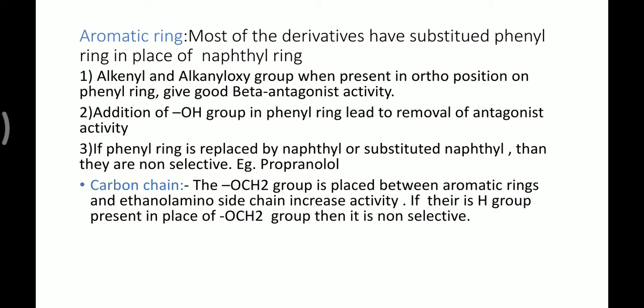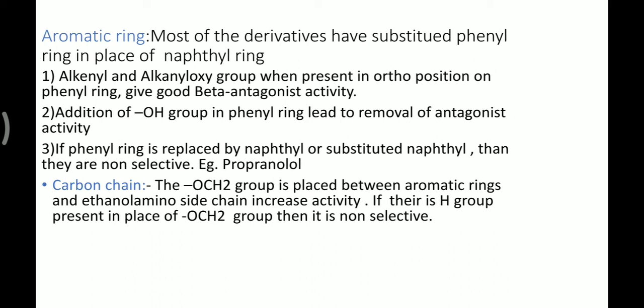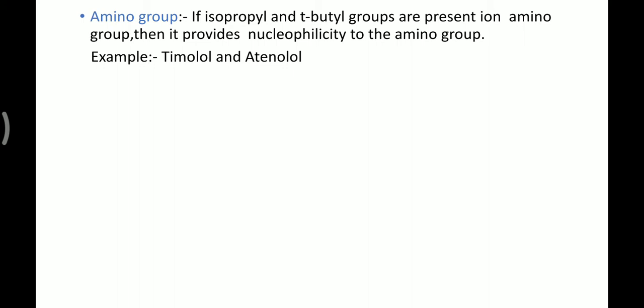Carbon chain. The OCH2 group is placed between aromatic rings and ethanolamine side chain, increases activity. If there is H group present in place of OCH2 group, then it becomes non-selective. Amino group. If isopropyl and t-butyl groups are present on amino group, then it provides nucleophilicity to amino group. Example: timolol and atenolol.